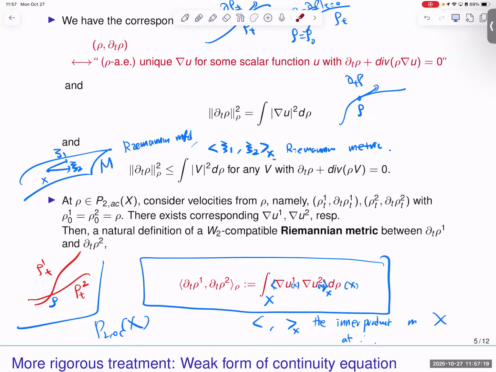I suggest you don't try to complicate things. This is nothing. Just treat this as the identity. These are just curves, and you have a point, and this curve has this velocity. That's exactly what this is. But of course, we are in this more infinite-dimensional space of measures.